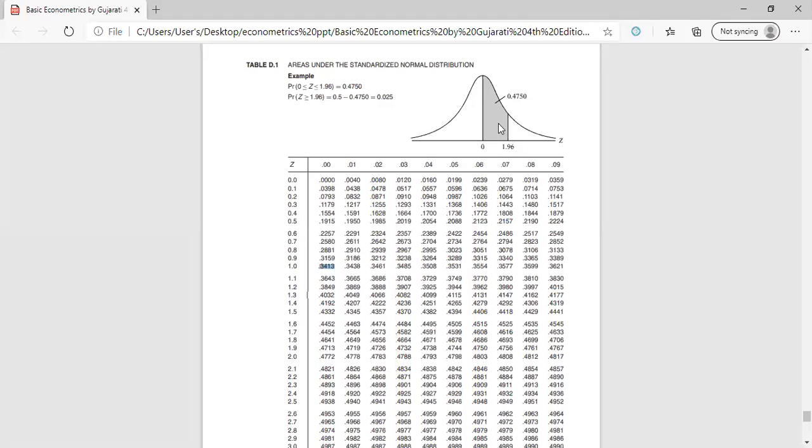Probability can never be negative. What does it mean by negative probability? Huh?